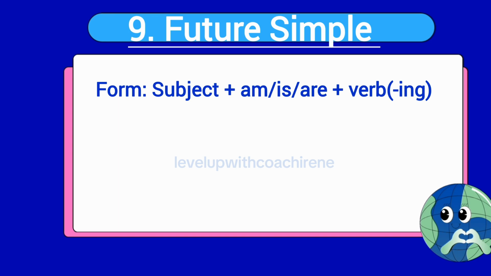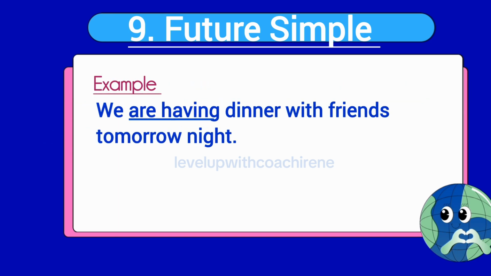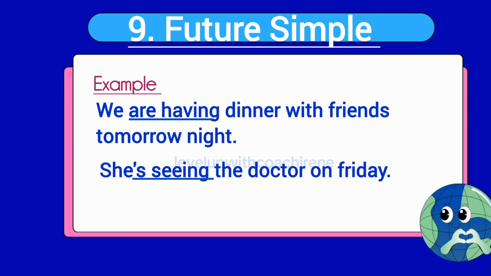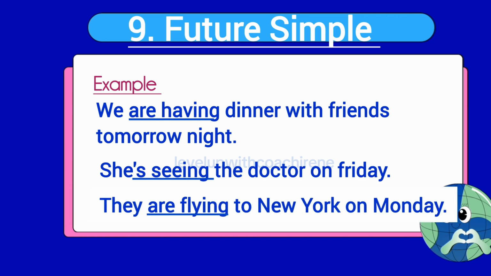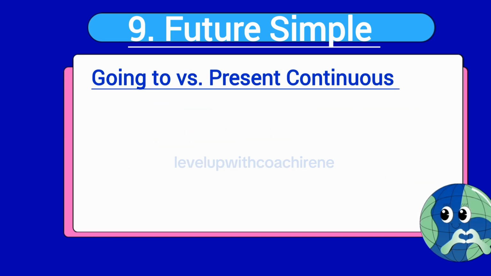Let's look at some examples. We are having dinner with friends tomorrow night. She's seeing the doctor on Friday. They are flying to New York on Monday. Using the present continuous for future arrangements gives a sense of certainty as it implies the plan is set or scheduled. You might want to know the difference between going to and present continuous.